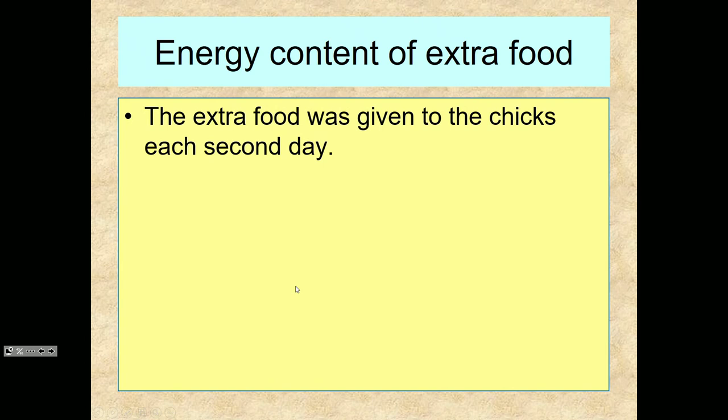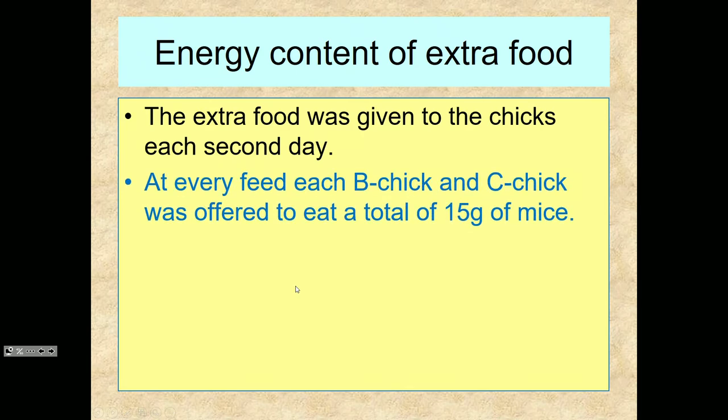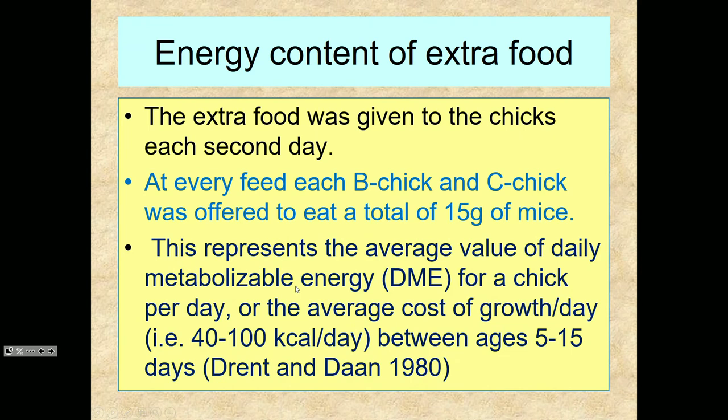And this extra food was given to the chick every second day. We gave them 50 grams of mice each time. And this is about the same as the average cost of growth per day between days 5 to 15, when we made this experiment.